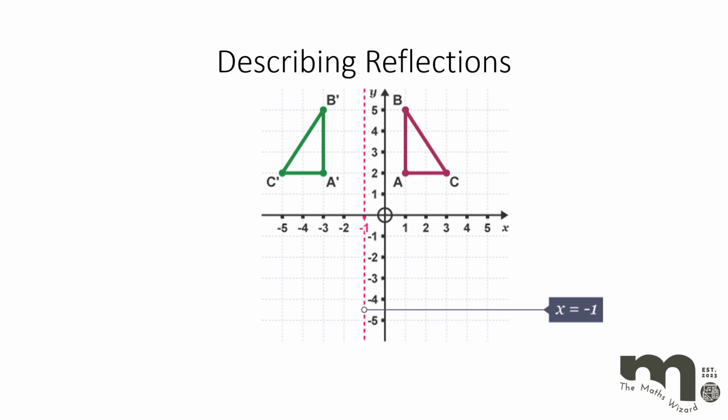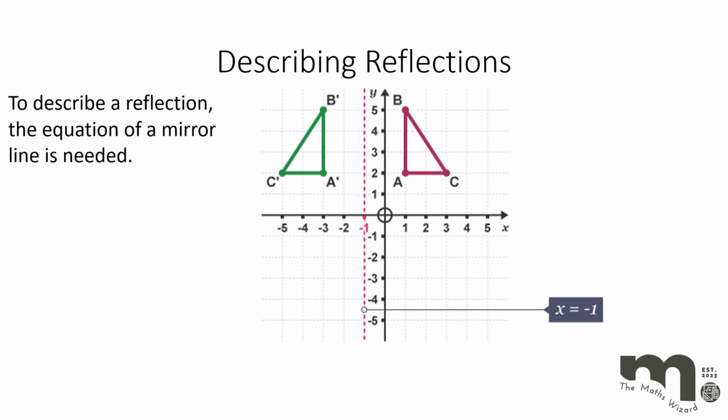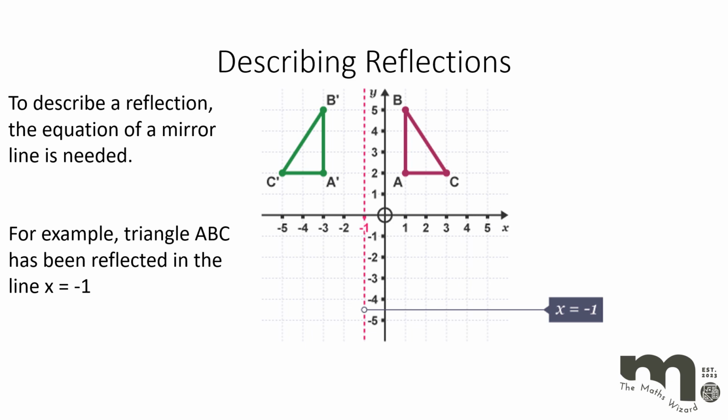Sometimes you do have to describe reflections. To describe a reflection, the equation of the mirror line is generally needed. Sometimes it may just be reflected in the x or y axes, in which case you would need to state that. We can see in this example that triangle ABC has been reflected in the line x equals minus 1.